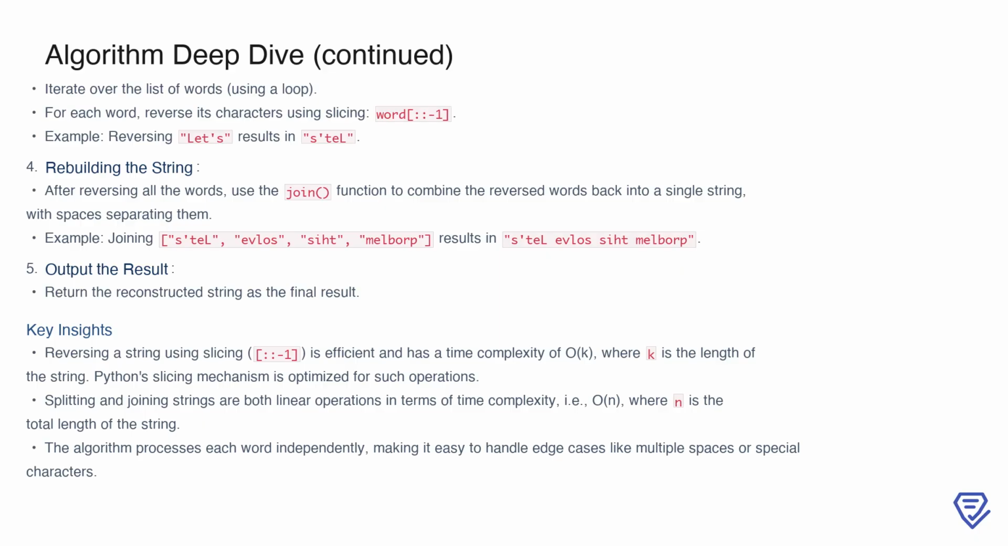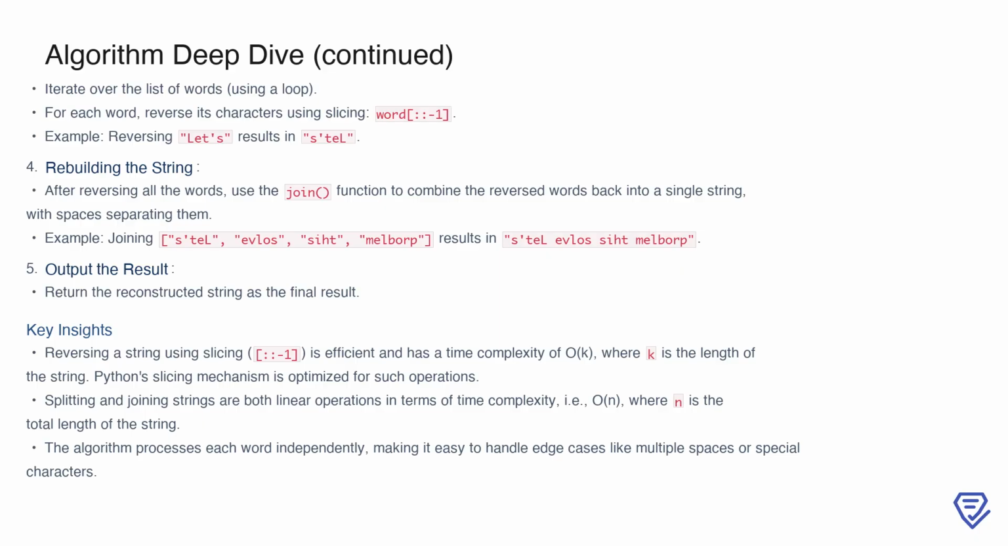After reversing all the words, we then rebuild the string by combining the reversed words back together. This is done using Python's join function, which merges the words into a single string with spaces separating them. For example, joining the reversed words "s'tel evlos siht melborp" results in the final output string "s'tel evlos siht melborp." The last step is simply returning this reconstructed string as the result.